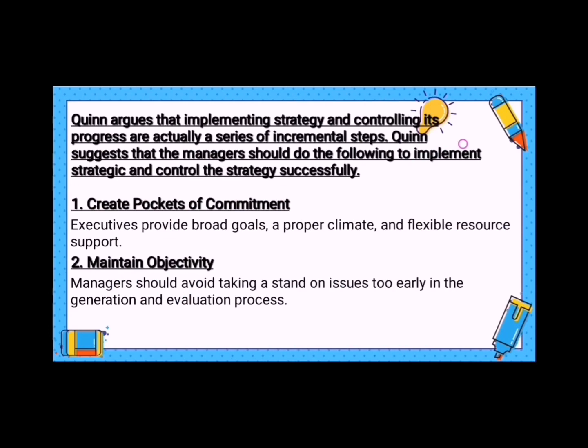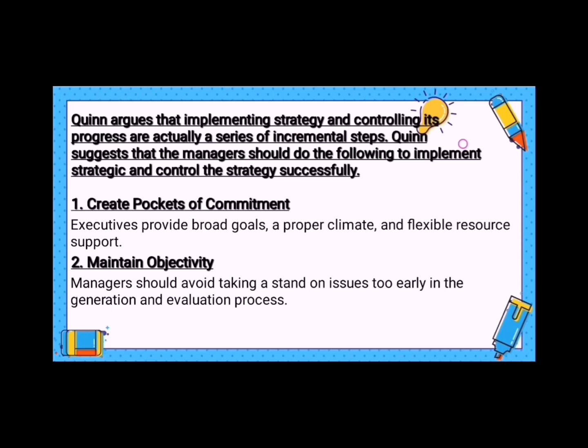Quinn argues that implementing strategy and controlling its progress are actually a series of incremental steps. Quinn suggests that managers should do the following to implement strategy and control the strategy successfully. Number 1, create packets of commitment. Executives provide broad goals, a proper climate, and flexible resource support. By allowing various groups to develop and present proposals for strategies, managers are able to build commitment among the groups to support the strategy finally selected.